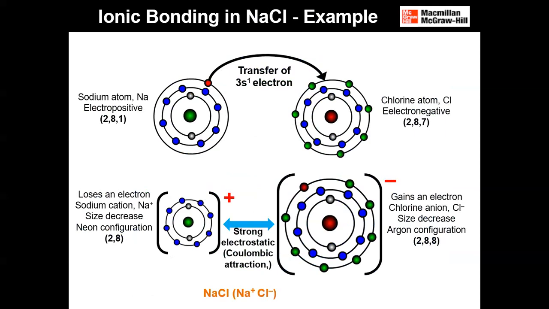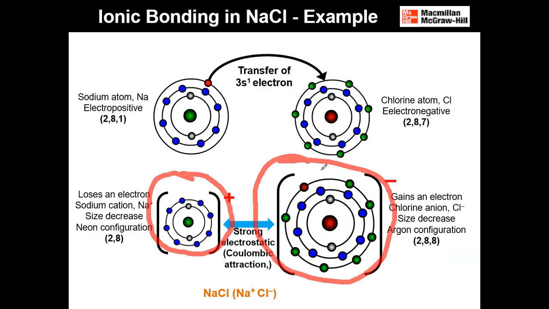This is the example of NaCl. Sodium transfers its electron, 3s1, to chlorine. So if you can see here, the radius, the size, is reduced, and this one is increased because it gains an electron. You have to remember this.